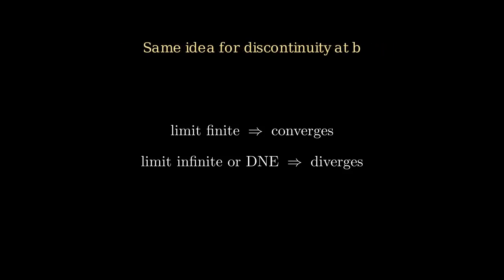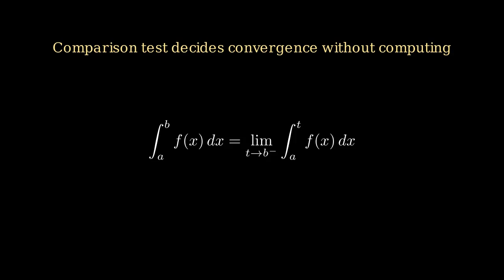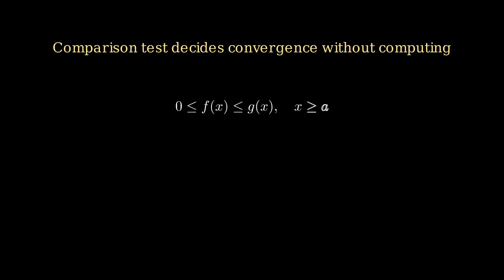The same idea applies when the integrand itself is discontinuous at the upper limit b instead of the interval being infinite. There you replace b with a variable approaching b from the appropriate side, and again take a limit of an ordinary definite integral.